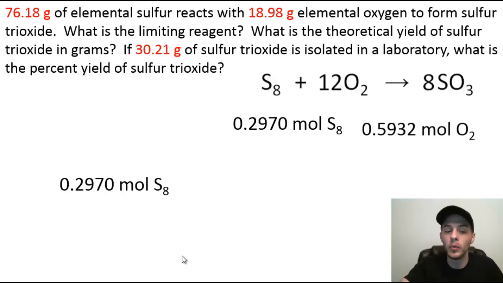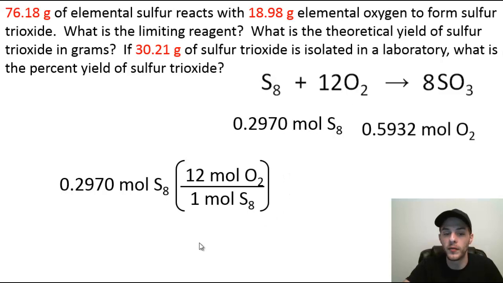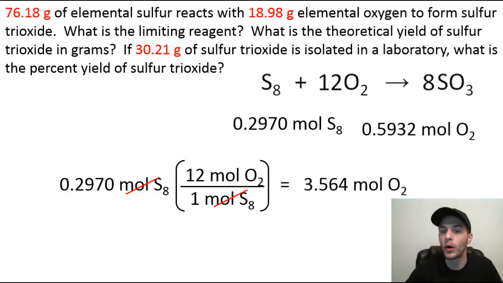So I'm going to write down my molar amount of sulfur, and I'm going to convert from moles of sulfur to moles of oxygen. And it's the coefficients from this balanced chemical equation up here that are going to help me accomplish that conversion. So I'm going to put my coefficient for sulfur, which is an understood 1, on the bottom of the conversion factor. And I'm going to put the coefficient in front of oxygen, which is 12, on the top of my conversion factor. Moles of sulfur are going to cancel, and that's going to give me 3.564 moles of oxygen. So what we've done here is we have just figured out how much oxygen is needed to react completely with 0.2970 moles of sulfur.